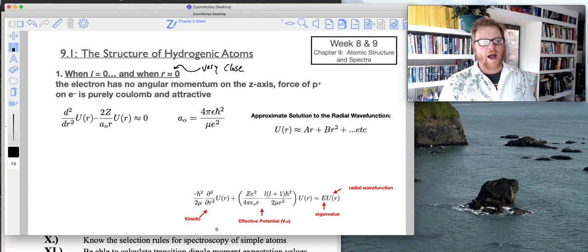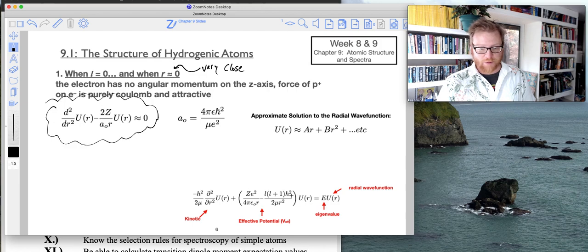So for one, why does it all equal 0? I want you to compare this equation right here to the full equation that I showed you before, okay? Well, we know when L is equal to 0, this whole chunk goes away. So we don't have that to deal with anymore, all right?